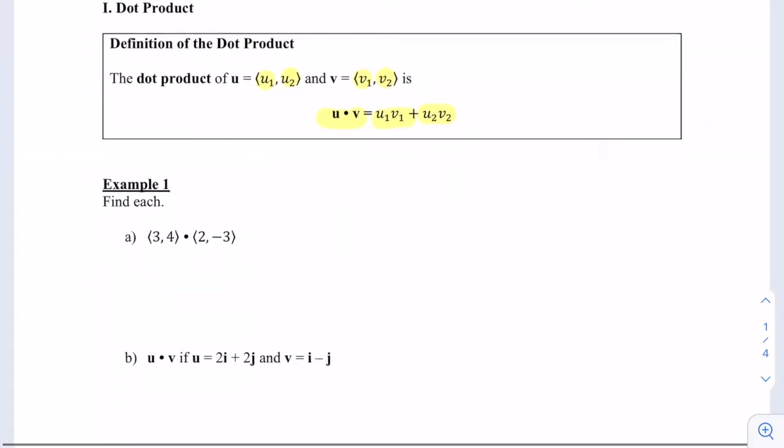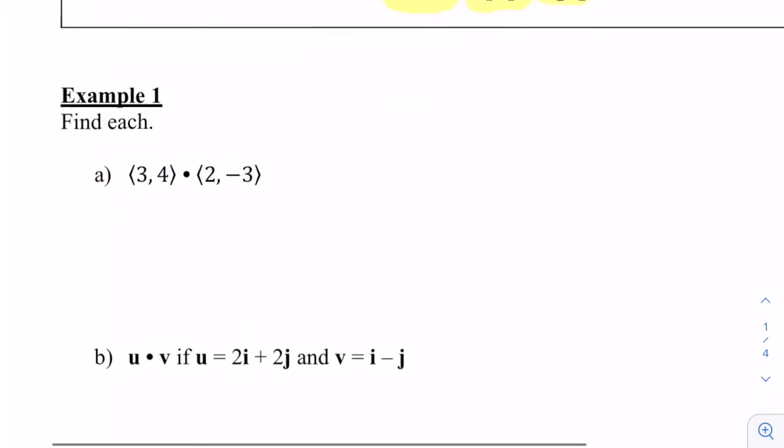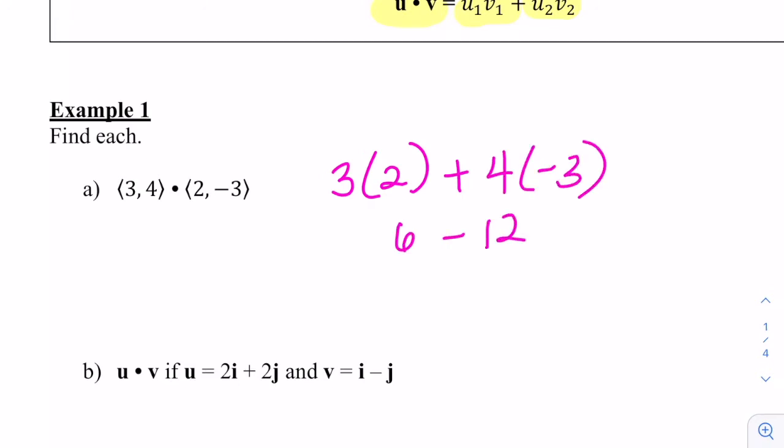All right, so what we're going to do is practice some of these. You could pause the video if you'd like and try them out, and then check your answers. Okay, so here we have in component form 3, 4, and then the second vector is 2, negative 3. So the dot product will be 3 times 2 plus 4 times negative 3. So we'll just have 6 minus 12 or negative 6. So we can see that the dot product of two vectors is going to become a number or a scalar.